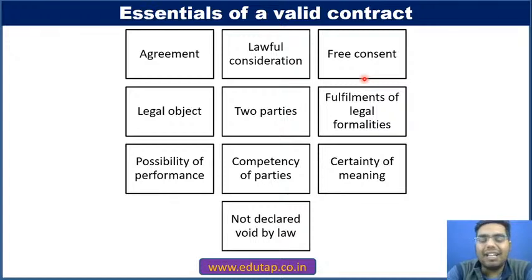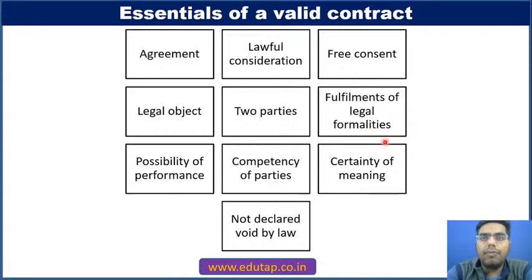That simply means that if under coercion or under any undue influence or by force or by blackmailing, you are asking the person to sign the contract, that will be without free consent. So that will also not be a valid contract. There should be free consent, free will, and the person should be doing the contract according to their own will. Next is fulfillment of legal formalities.